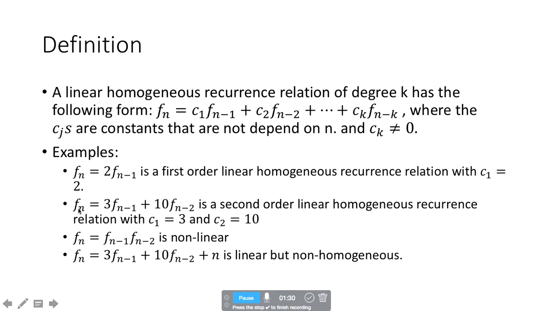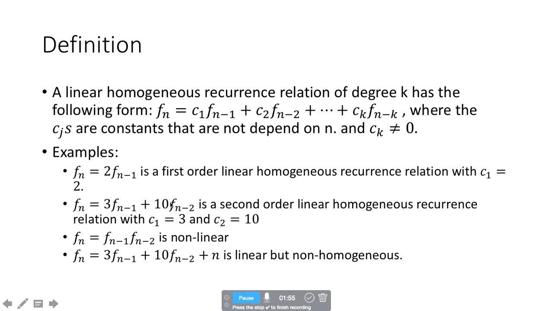Let's say a second example: Fn equals 3 Fn minus 1 plus 10 Fn minus 2. This means each term is a linear combination of its previous two terms. So this is a second order linear homogeneous recurrence relation with C1 equals 3 and C2 equals 10.